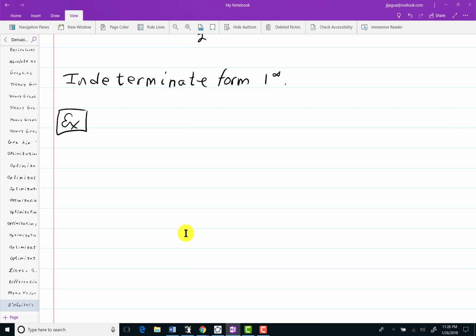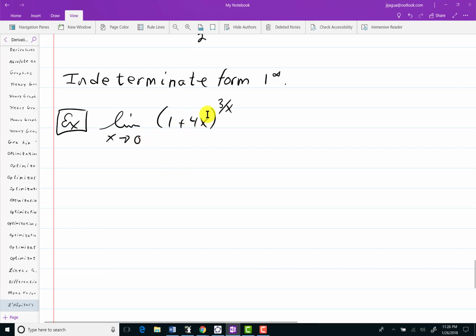Now the limit as x goes to 0 of (1 plus 4x) to the 3 over x. This is sort of a complication. I probably should have put a plus on here, but let's see what happens as we do it.